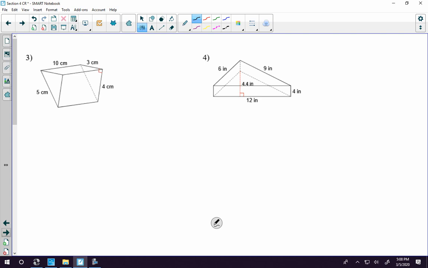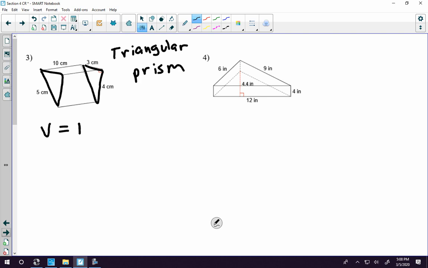Here, this is a triangular prism because the bases are triangles. There's one of the bases. There's the other base. So this is a triangular prism. We're talking about volume here. What are we stacking? Well, we're stacking triangles. How high are we stacking these triangles? 10 centimeters high, actually. So we're stacking triangles 10 centimeters high.